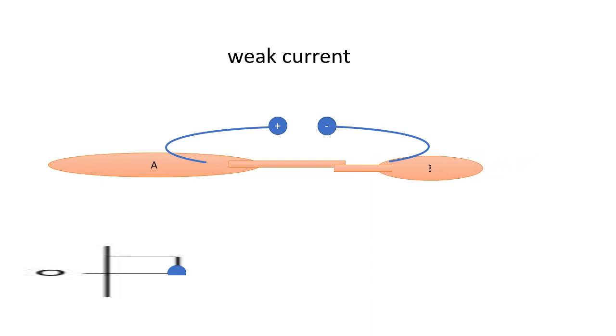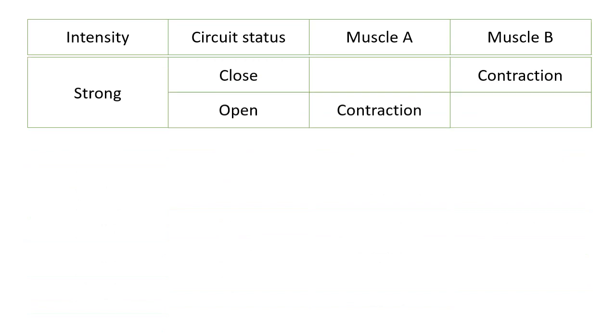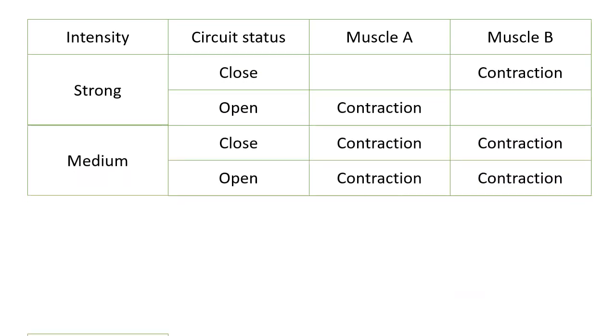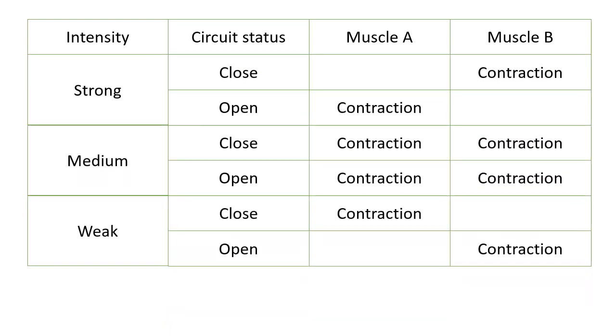As the current intensity drops to 0, again there is a response, and at this time the response is in muscle B and there is no response in muscle A. So now if we compile the findings of these experiments in the tabular format, the table would look like this.